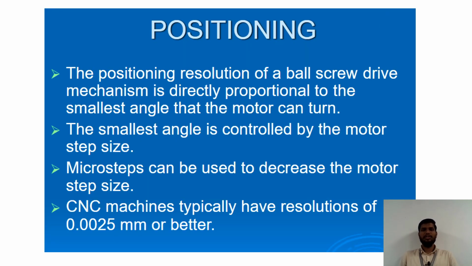Positioning. The positioning resolution of a ball screw drive mechanism is directly proportional to the smallest angle that the motor can turn. The smallest angle is controlled by the motor step size. Micro steps can be used to discretize the motor step size. CNC machines typically have a resolution of 0.0025 mm or even better.